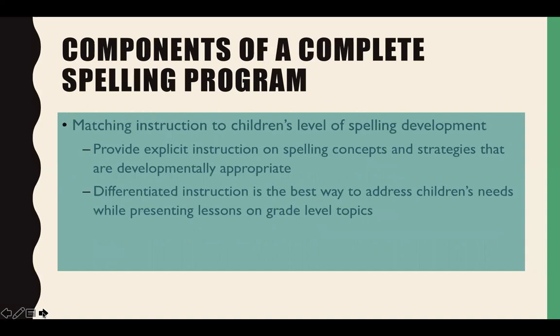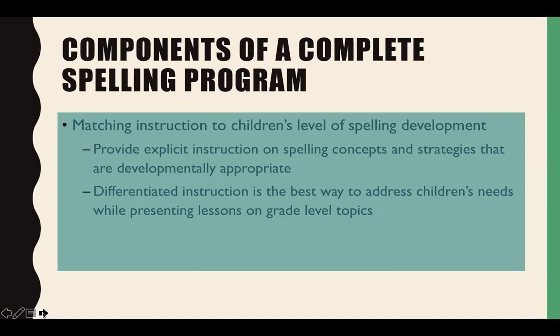Matching instruction to children's level of spelling development. You're providing explicit instruction on spelling concepts and strategies that are developmentally appropriate. And this is going to be different for different children in your classroom, right? That leads to differentiated instruction, which is the best way to address children's needs while presenting lessons on grade level topics. So you could be in a third grade classroom and have a child reading at a first grade level. So you're going to provide instruction to address that first grade reader's needs, but on grade level topics.